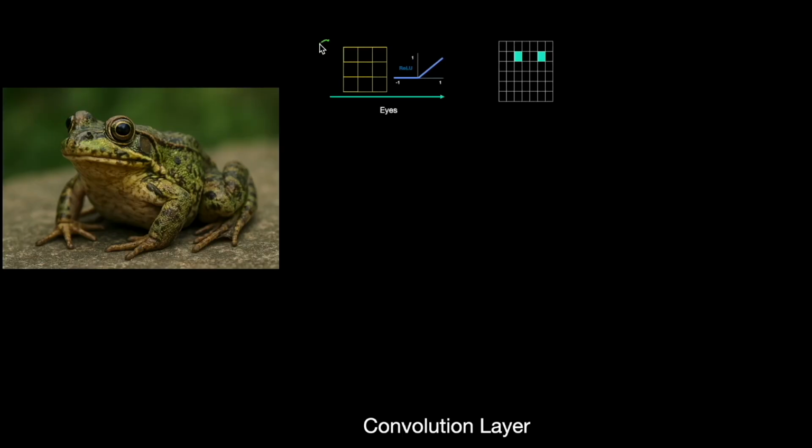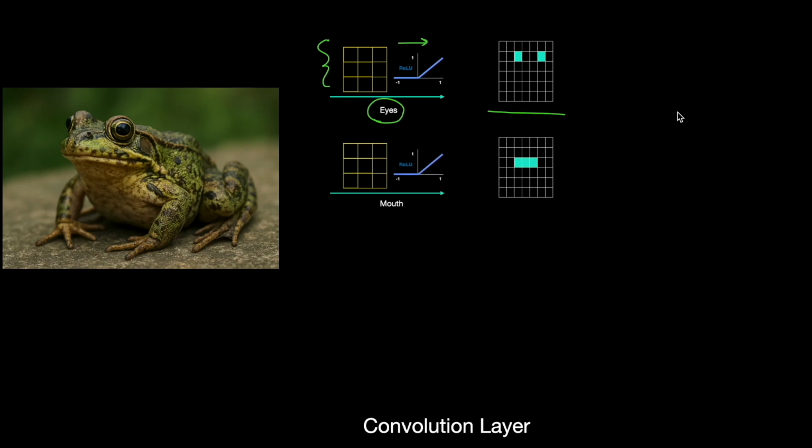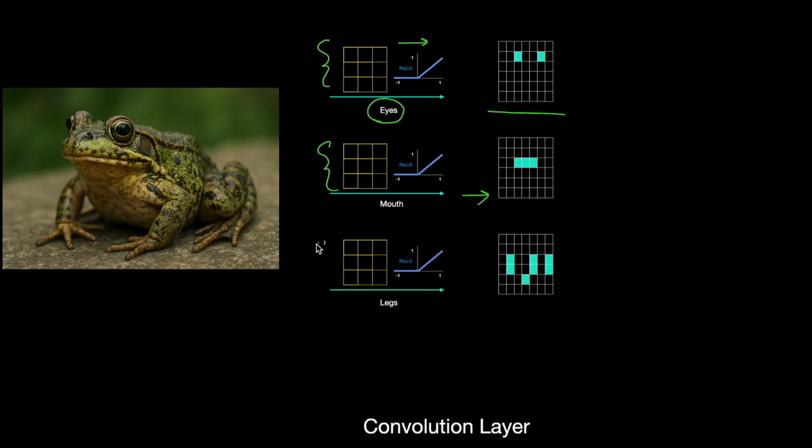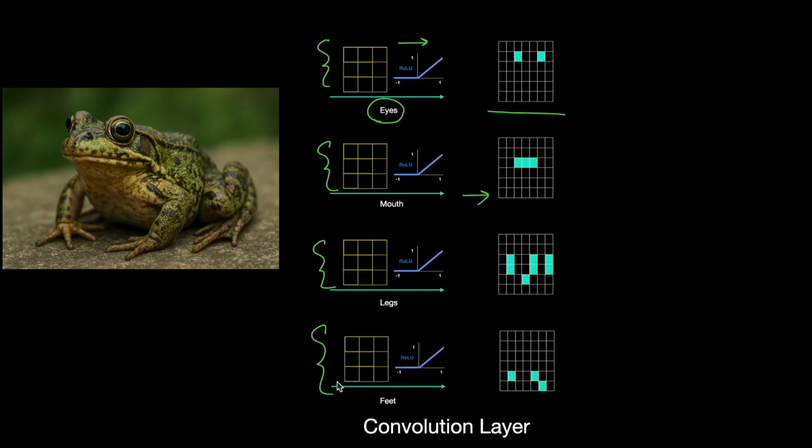Okay, let's see what happens when we pass the actual image. So this feature detector will detect the eyes, will apply the activation function, and we'll get the feature map. Another feature detector for mouth in the same process. So this one is for the legs, and this one is for the feet. Then we'll apply the max pooling, and we'll get the pooled feature maps.